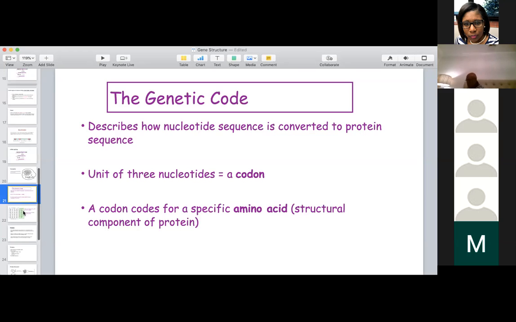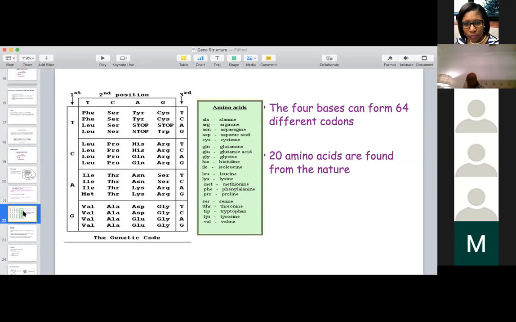So the amino acids are the building blocks of protein. We know that there are 20 amino acids that exist in nature. Okay, there are various codons, nucleotide sequences, that code for a particular amino acid. All right, there are 20 amino acids found in nature, but the various combinations of bases can form up to 64 different codons.